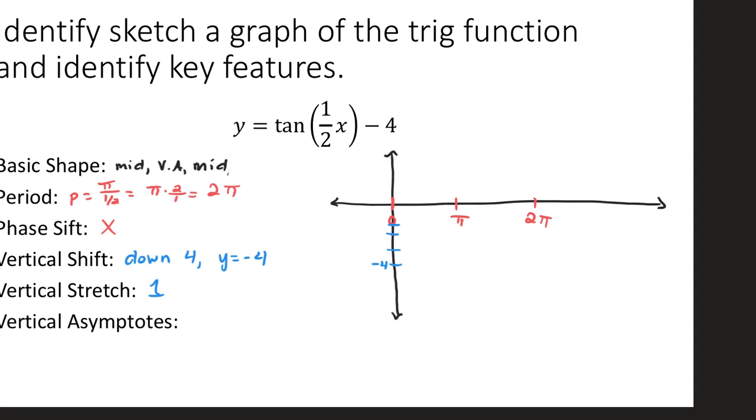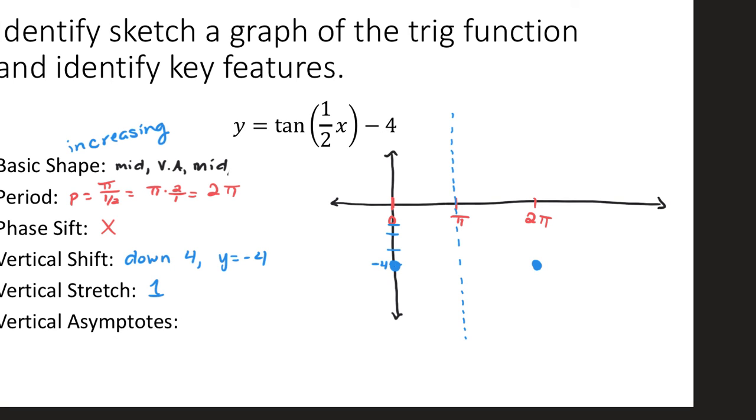All right, so let's take a look at my basic shape. My tangent function is going to start on the midline, in this case -4. It is going to end on the midline. And in the middle, we're going to have a vertical asymptote. So right here at pi, I'll have a vertical asymptote. Tangent we know is increasing. I think that's an important thing to say here.